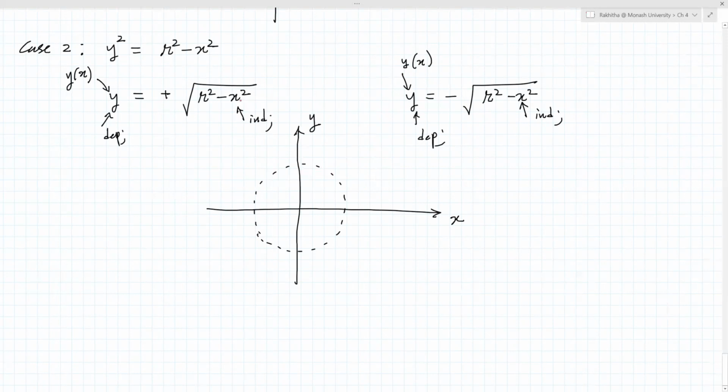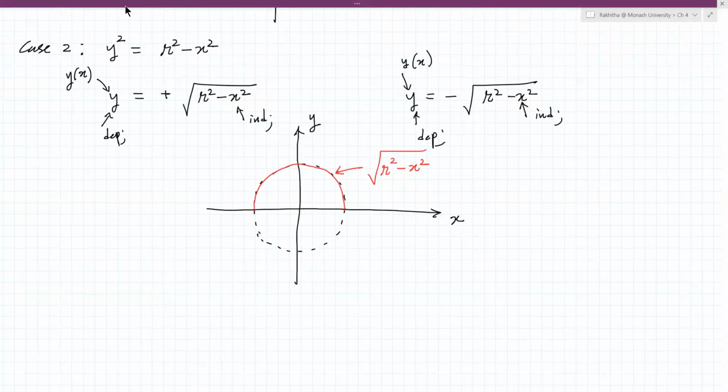Now, what is my independent variable? X. X is my independent variable. So x can go theoretically from negative infinity to positive infinity. So x can be from here to there, there to there, right? So when x is changing from negative infinity to positive infinity, the y value remains positive, right? So that means you understand we are talking about this. That would be your square root of r squared minus x squared.